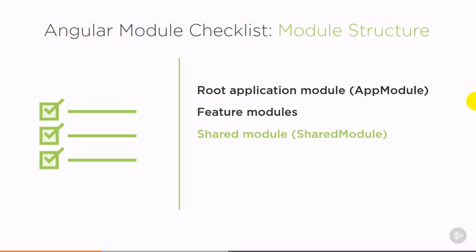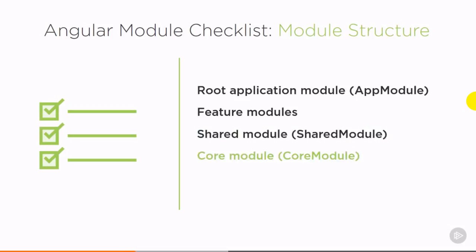As you add feature modules, you may find components, pipes, and directives that you want to share across feature modules. Define one or more shared modules for these shared pieces. Shared modules primarily use the exports and declarations arrays, with most of the declared pieces exported as well.